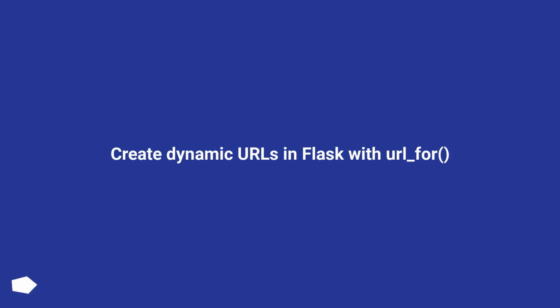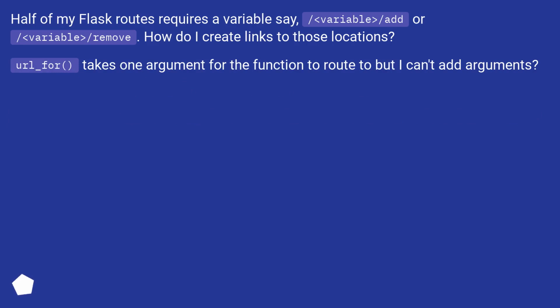Create dynamic URLs in Flask with url_for. Half of my Flask routes require a variable, say /variable/add or /variable/remove. How do I create links to those locations? url_for takes one argument for the function to route to, but I can't add arguments.